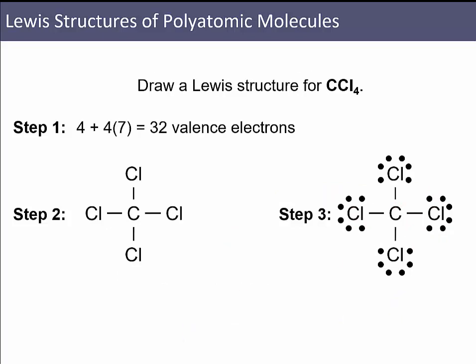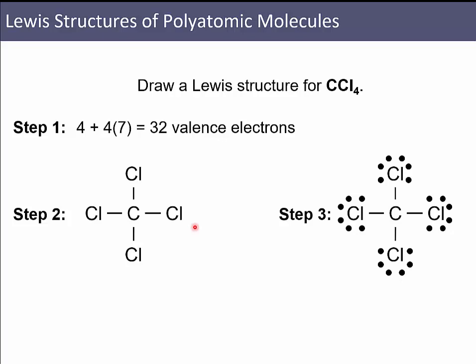Right? So we're going to come in with chlorine. Chlorine's got 7, so we'll do 4 times 7, 1 for each chlorine, and then 4 for the carbon for a total of 32 valence electrons. Right? Here, we're going to put the carbon in the middle, and we'll put the chlorines on the outside. So chlorine pretty much only forms 1 bond. It's really unlikely that you're going to see a chlorine with 2 bonds.